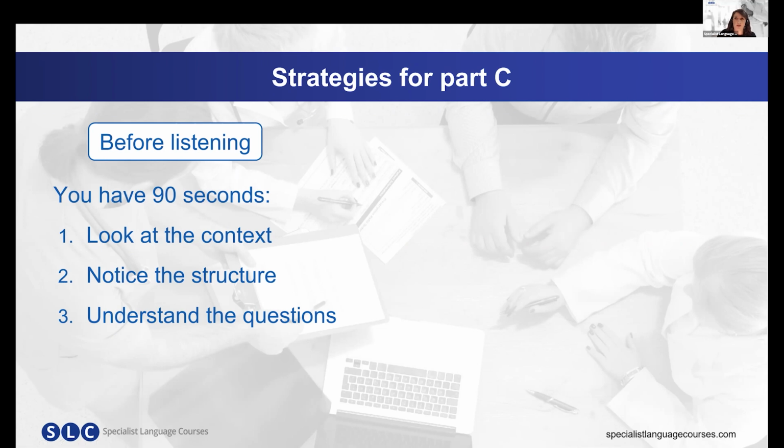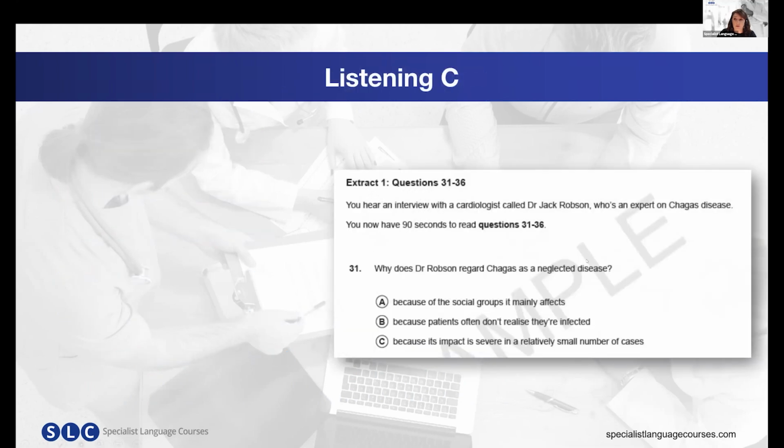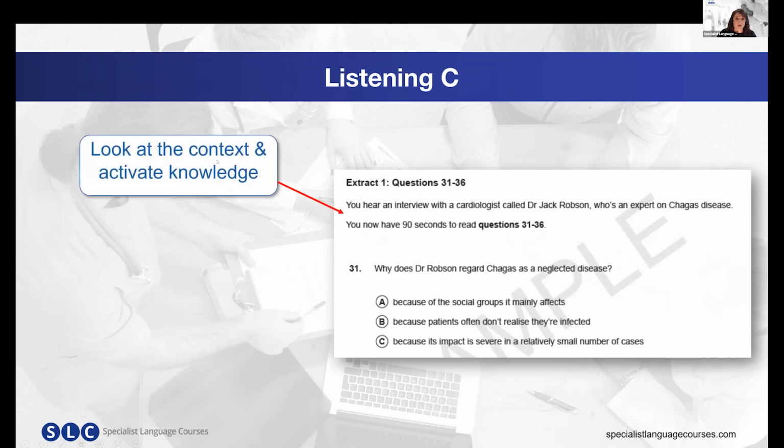So we're going to practice doing this together today. And you should make sure you read the options and notice the differences between them. So we are going to follow these steps together, and we're going to do one practice together, and then we have one practice for you today. So we look at the context and we activate our knowledge. So we look here, we can see that it's an interview, so we can expect questions and answers. We can see it's a cardiologist, so his speciality relating to cardiology. So we start thinking about what do I already know about cardiology?